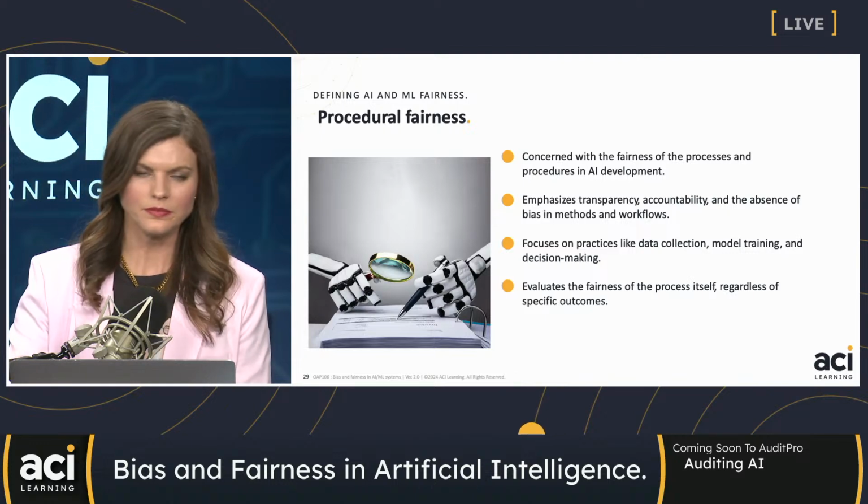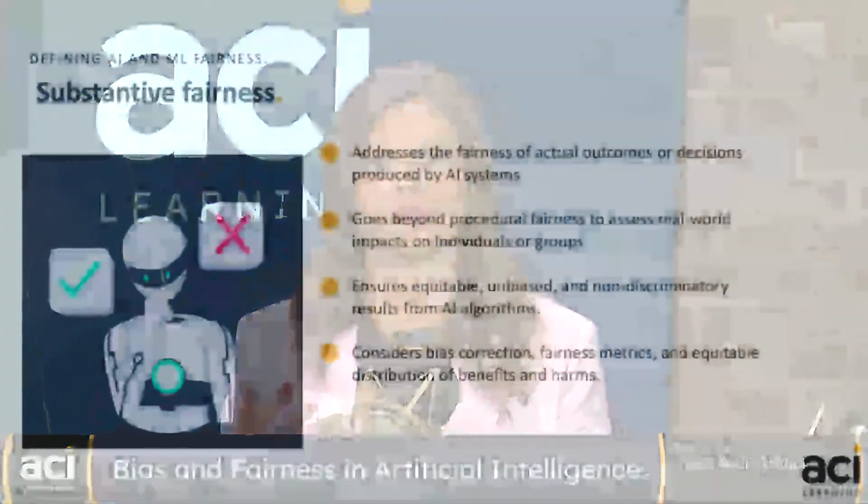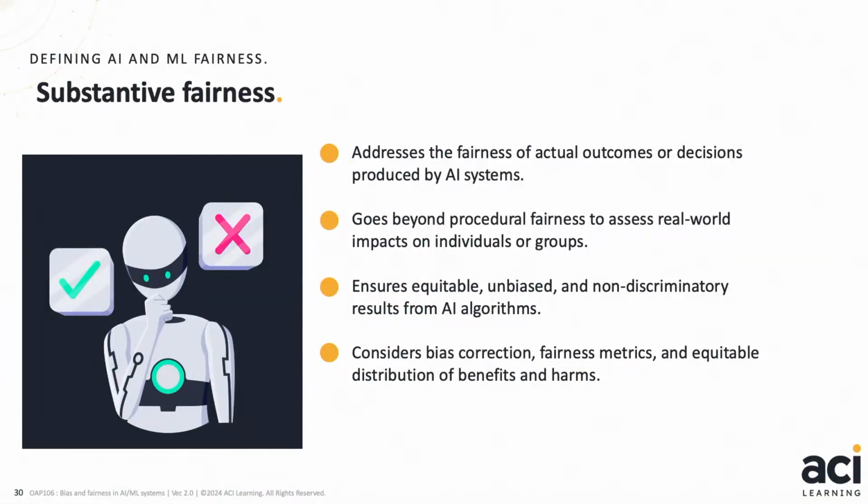Okay. And another term that we may have heard is substantive fairness. So what is that? Yeah, substantive fairness addresses the fairness of actual outcomes or decisions produced by the AI or the machine learning model system. It goes beyond procedural fairness and assesses whether the results generated by AI algorithms are fair, equitable, and free of discrimination or biases.